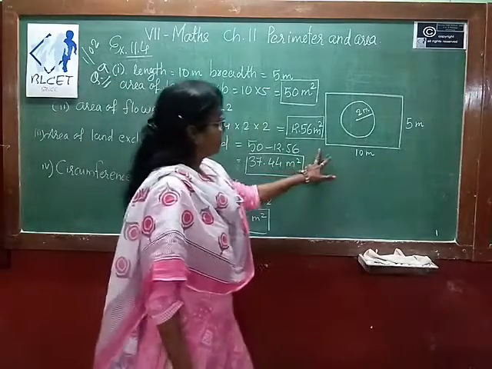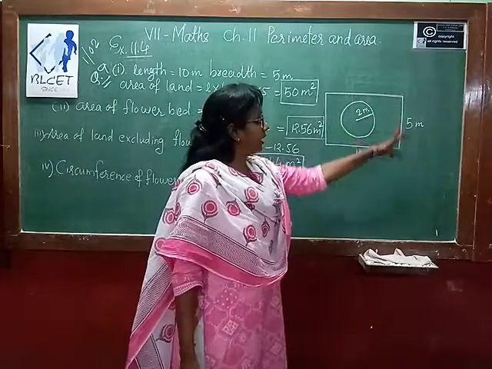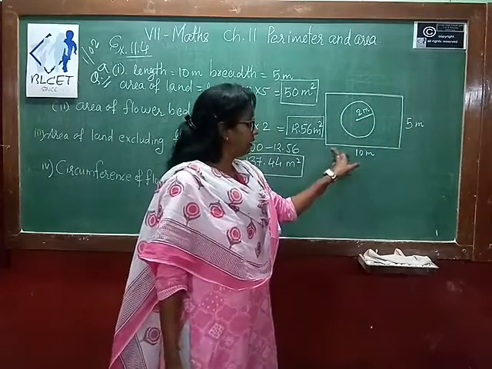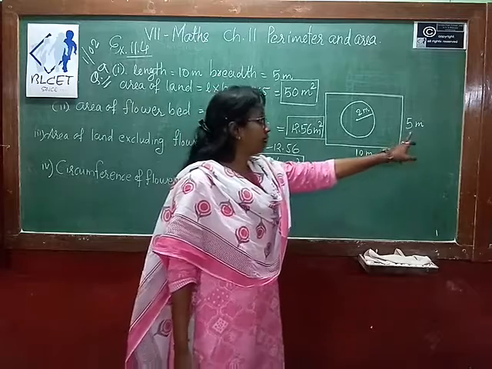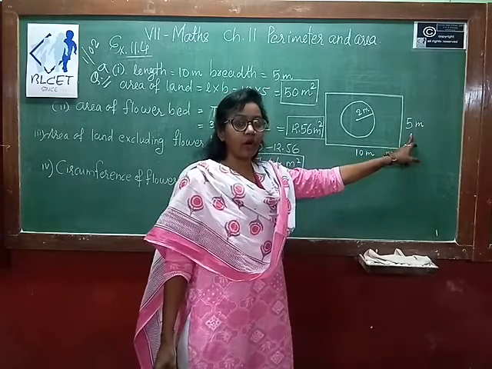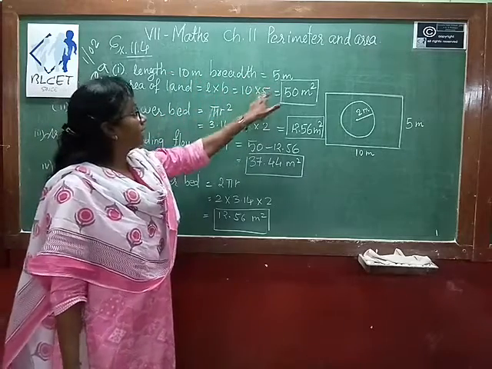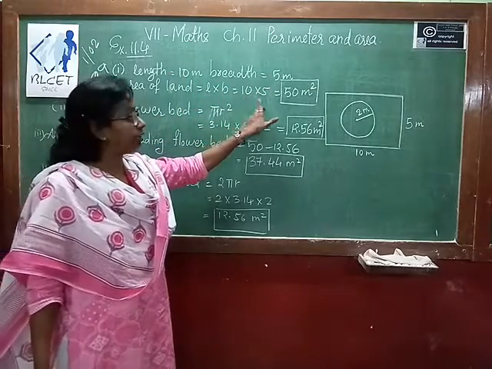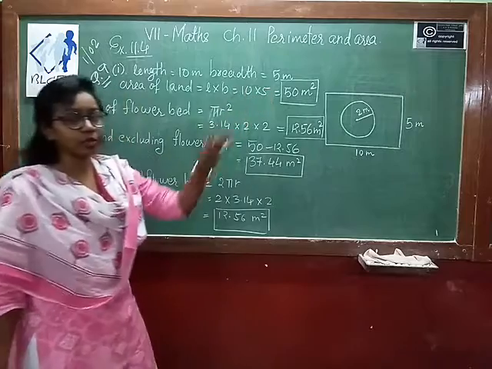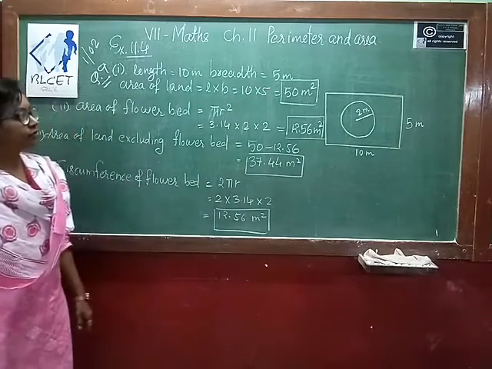So this is a diagram. First of all we will find the area of the whole lawn, where length is 10 meter, breadth is 5 meters. So area is equal to what? L into B. So length 10, breadth 5, that is 10 into 5, 50 meters square. So the total area of the lawn is 50 meters square.